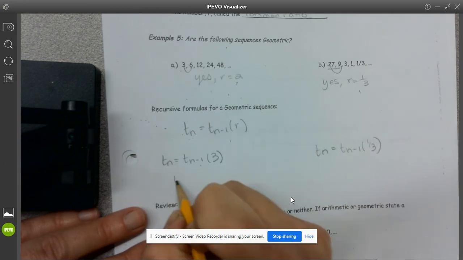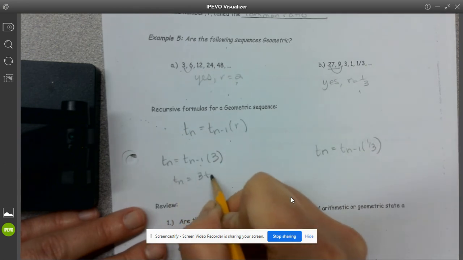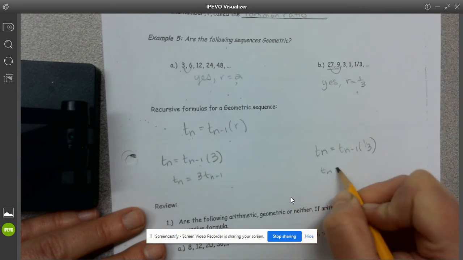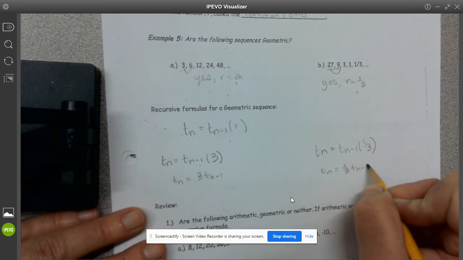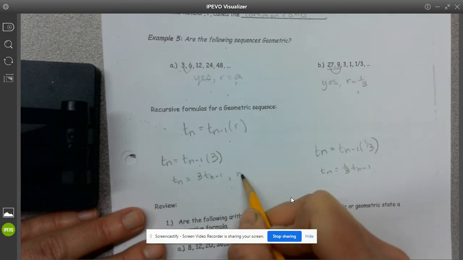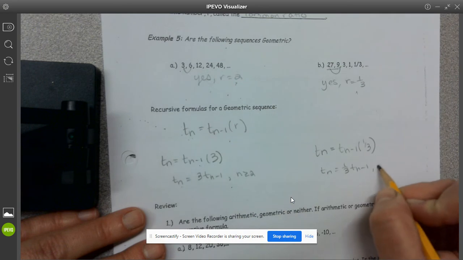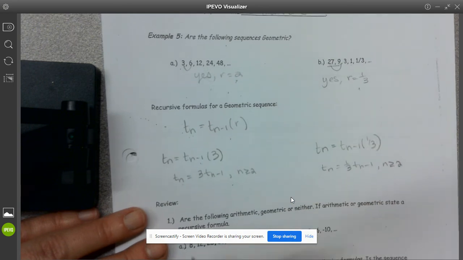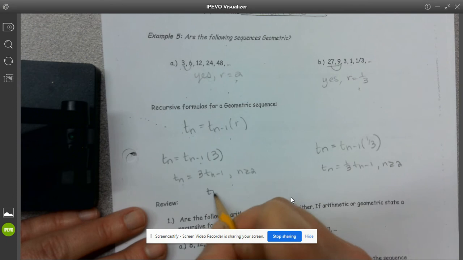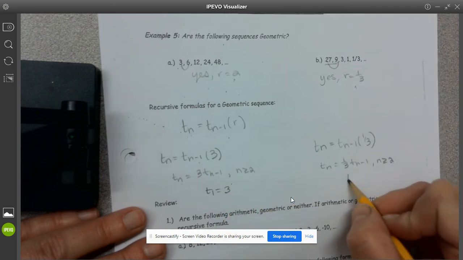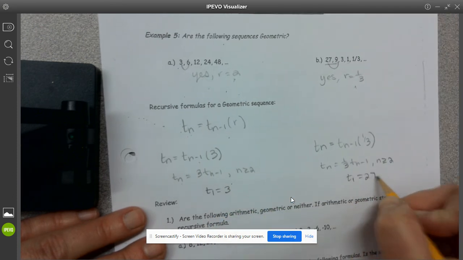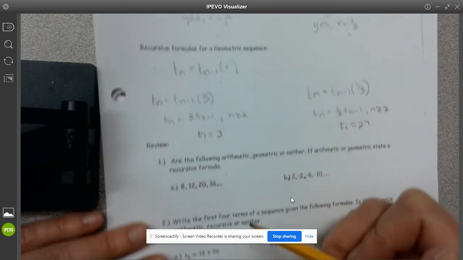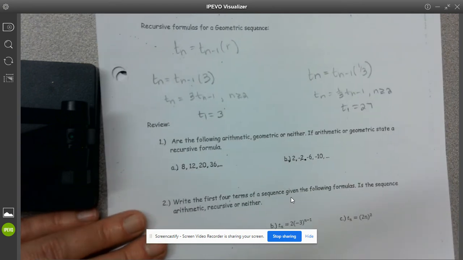Or you could rewrite it this way. 3 times the previous term. 1/3 times the previous term. But you have to say, hey, reader, you want to start out with the second term because you can't start out with the first term because there's nothing before it. But you also need to give the reader something to work with. That first term is 3. That first term is 27. And I'm not really particular on the order in which you put those.